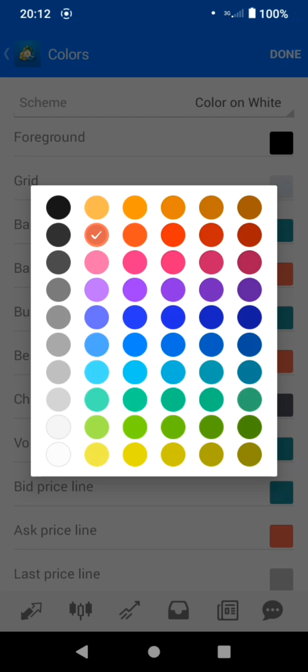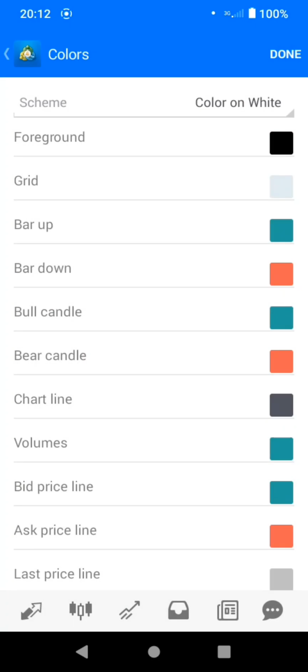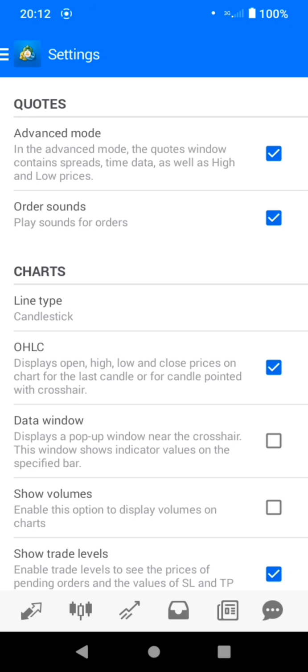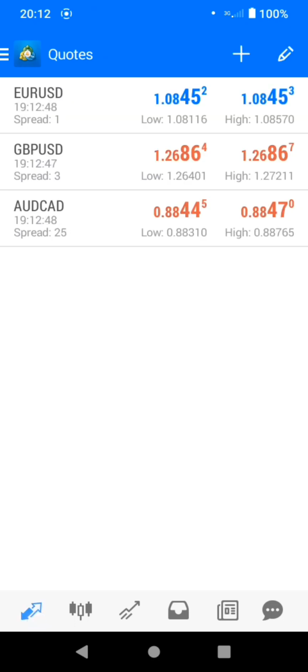If you want to change the red to blue, black, any color, you can select this one. Okay, the bull candle is the bullish candle, which means the market is in an upward trend, moving up. The buyers are in control. The bearish is where the sellers are in control. You can just leave all these like this. Then after making your changes, you can press down and move back. So that's basically the settings.